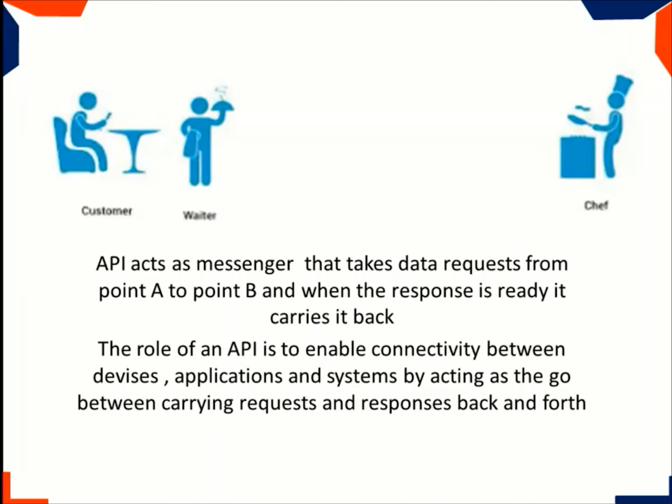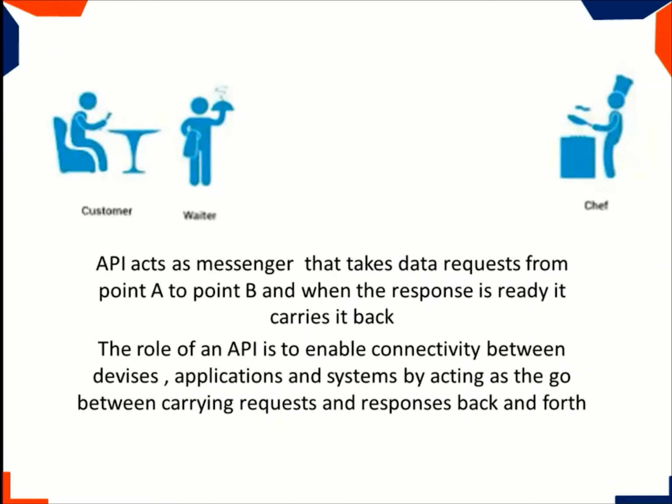So in simple terms, the role of an API is to enable connectivity between devices, applications, and systems, by acting as the go-between, carrying requests and responses back and forth. This request and response keeps happening all the time. It keeps shuttling between the customer and the main server, from one application to another application, one device to another device, from mobile to all the devices being connected.